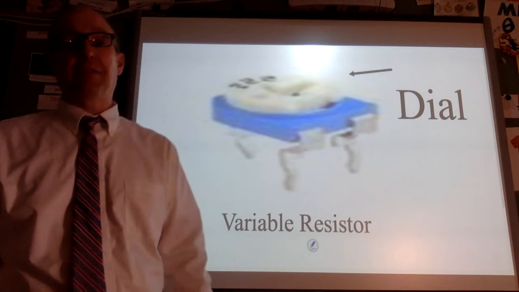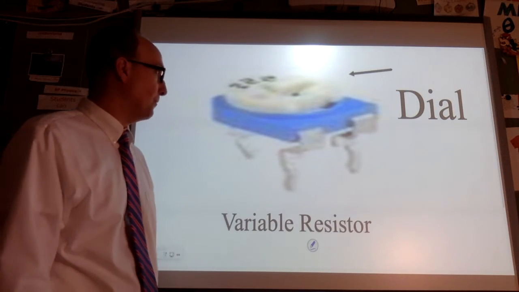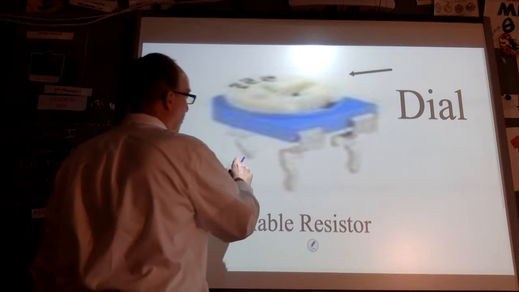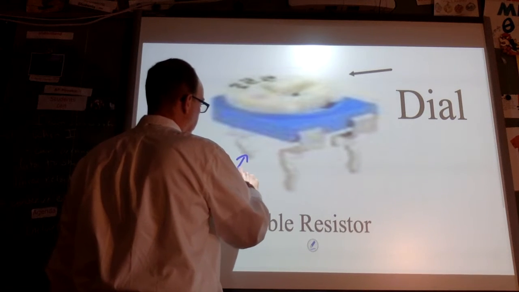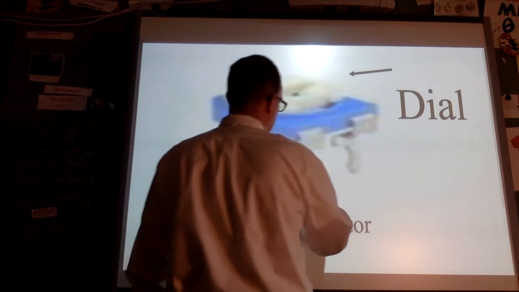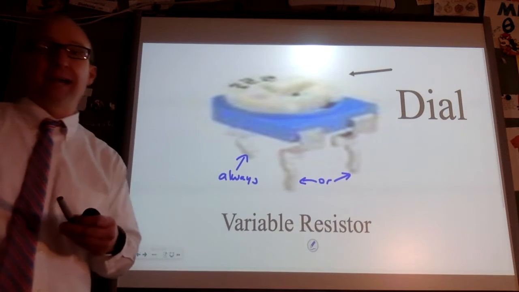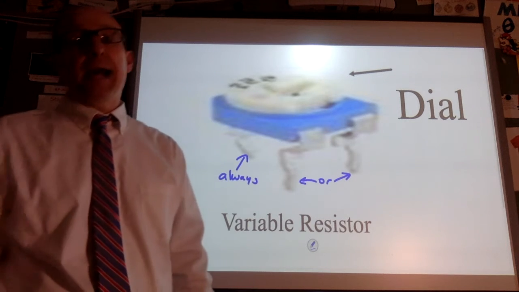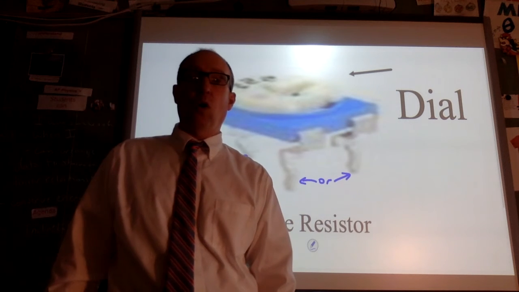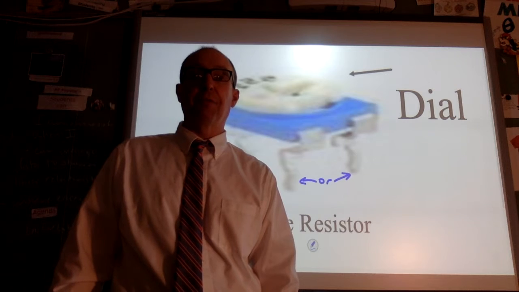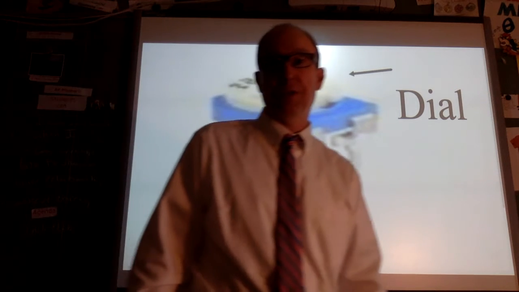You're going to have a variable resistor. A variable resistor has 3 legs on it. Only 2 of them are necessary. You're always going to use this one, and then you'll use this one or that one. You'll have a little twist dial so we can change it. We'll use that to see what our relationship between resistance and brightness is.